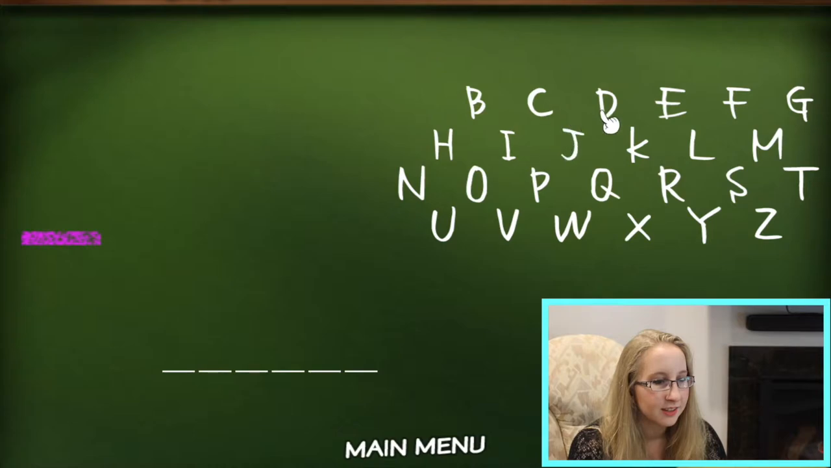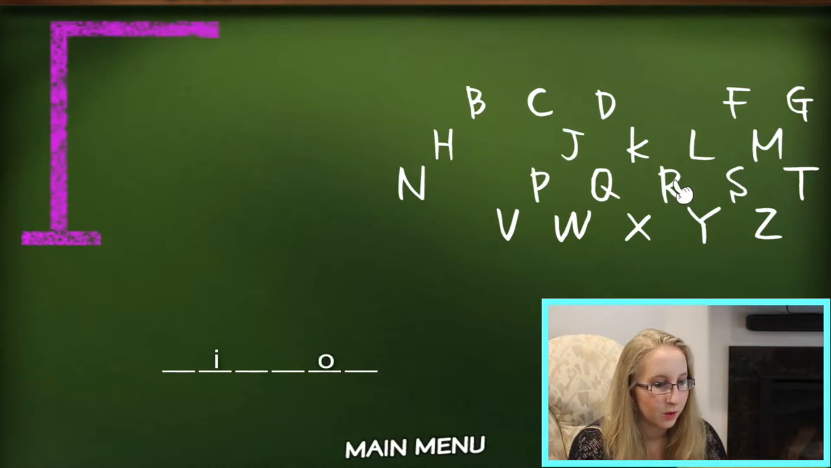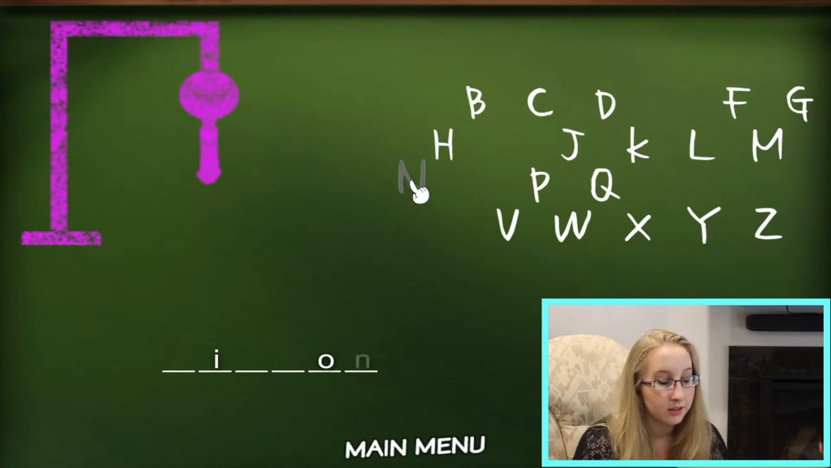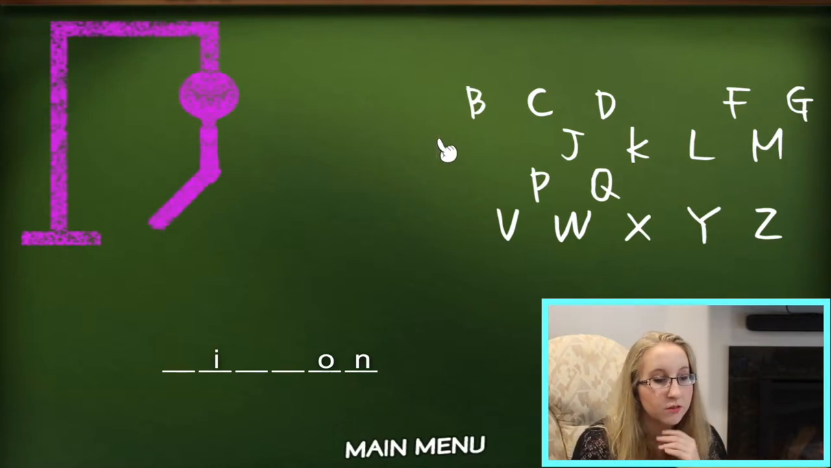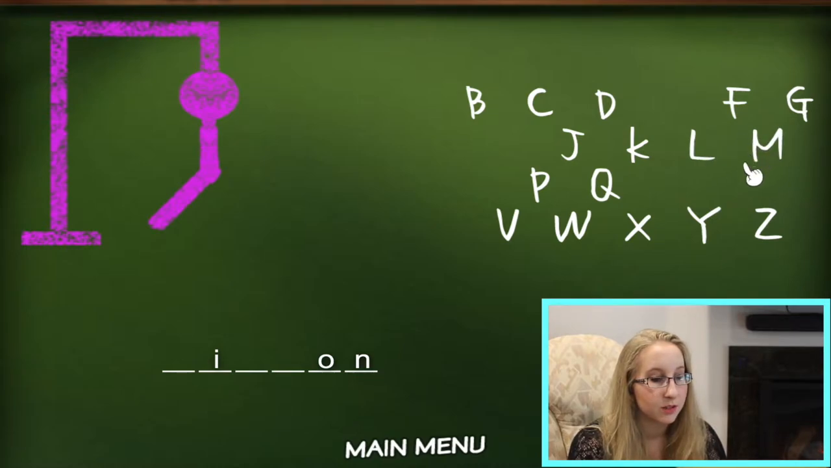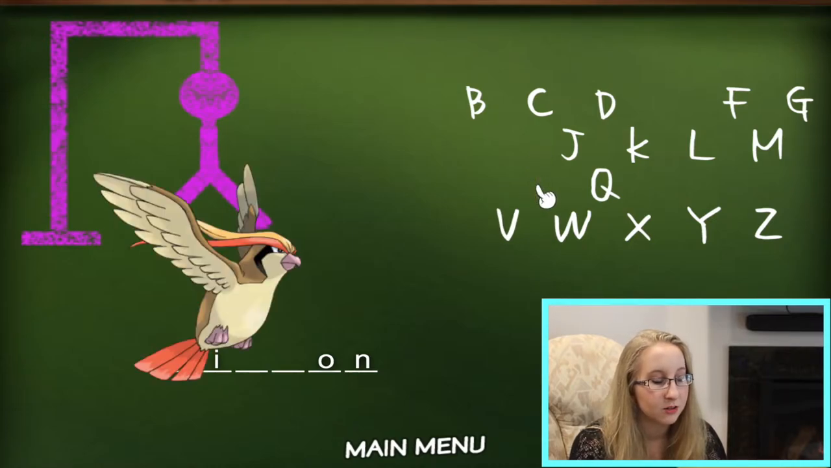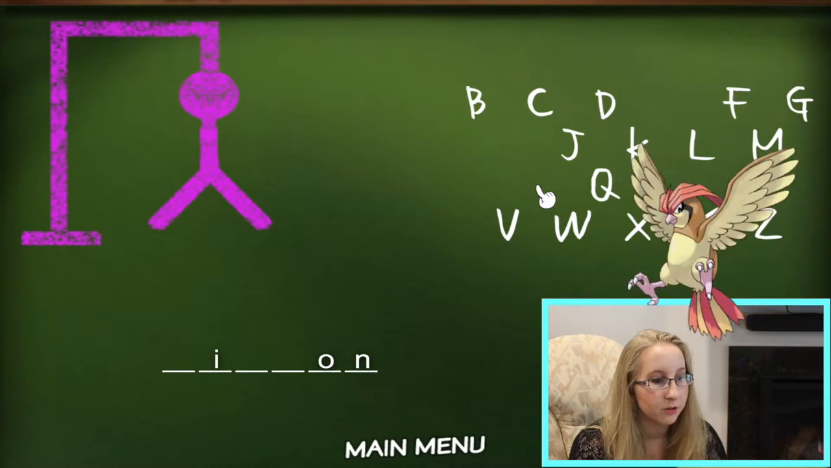A, E, I, O, U, R, S, T, O, N. Could be an H. No. Lion has those three letters and an L. It could do pigeon? No, it's not a pigeon or a Pidgeot or Pidgeotto.